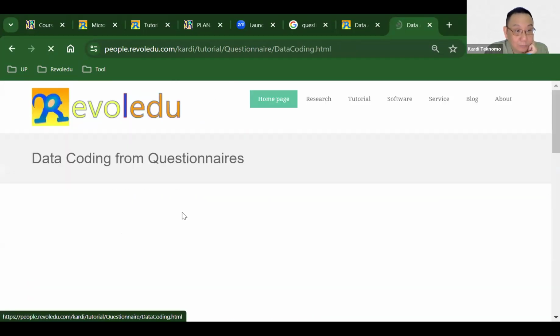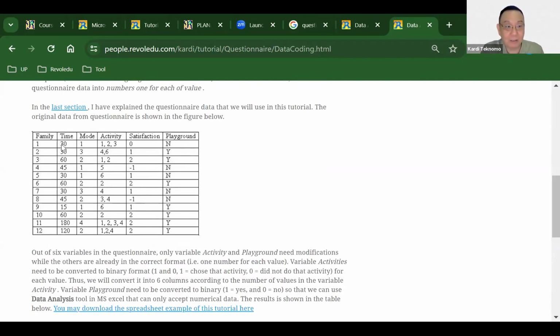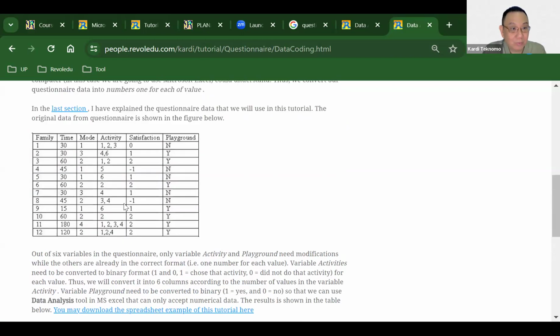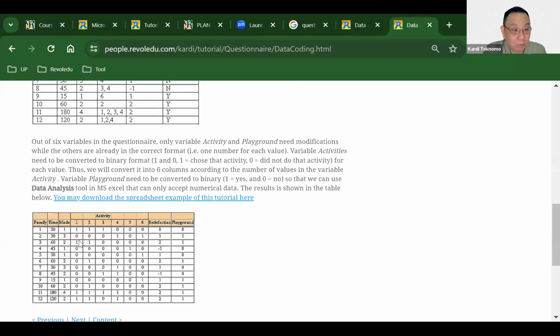Of course, before analysis, you put those questionnaire answers into coding. Because, for example, the activity part consists of multiple choice, you need to put it into binary, something like this. So this is how you code, because Excel or usually statistical software does not allow you to analyze directly from the list.